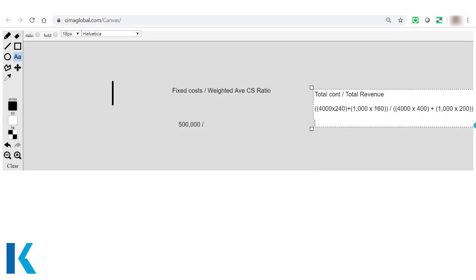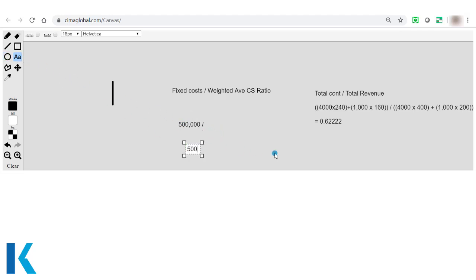When we put that calculation all together, you can do it on your calculator. You get 0.6222 recurring. If you then go back into this one, you've got your 500,000 as your fixed costs. So let's put this as a new calculation. 500,000 divided by 0.622222. If you've got the number still on your calculator, you can divide this by the answer button.